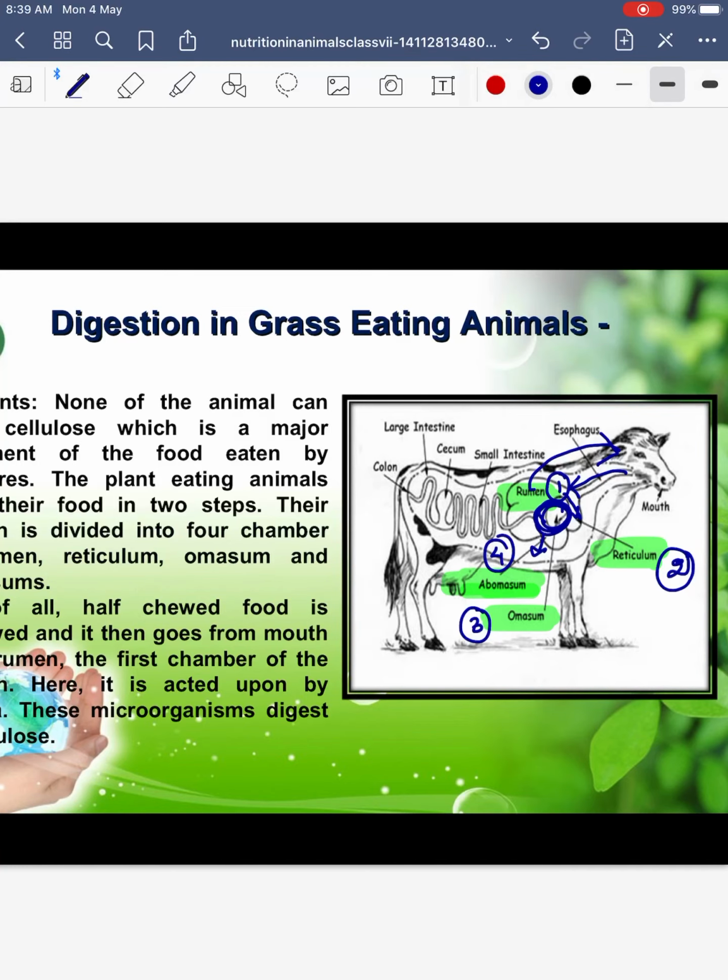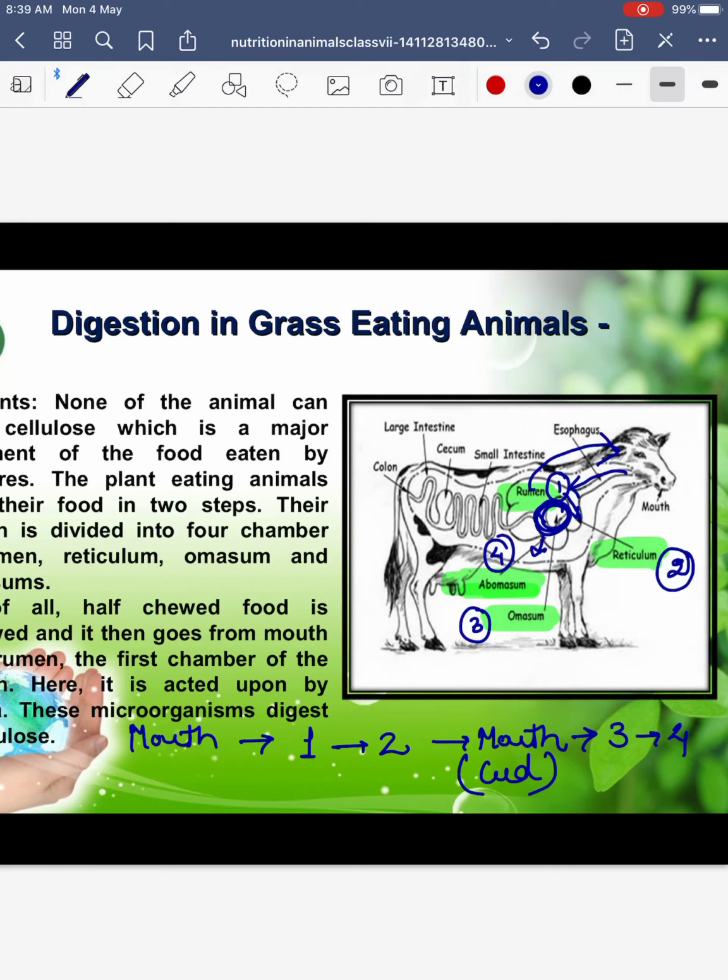So we can see here that humans don't take half chewed food back to their mouth, but ruminants like cow take the food from mouth to the first chamber, then to the second chamber, and again to the mouth. That is called cud, and we say the animal is ruminating. Then it will go directly to the third chamber and then to the fourth chamber.